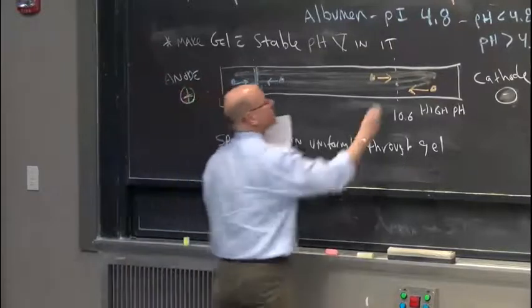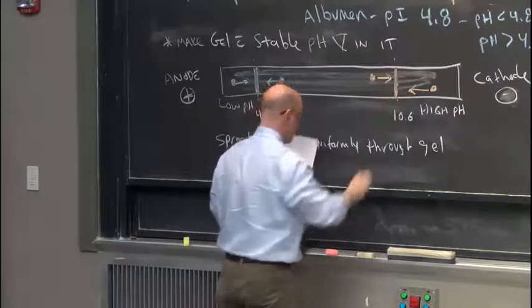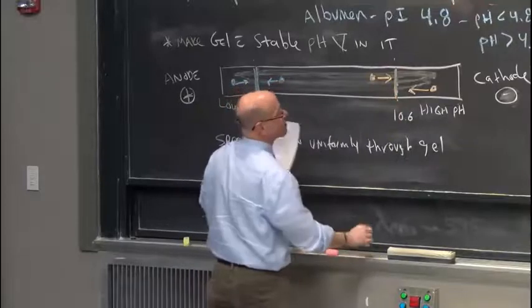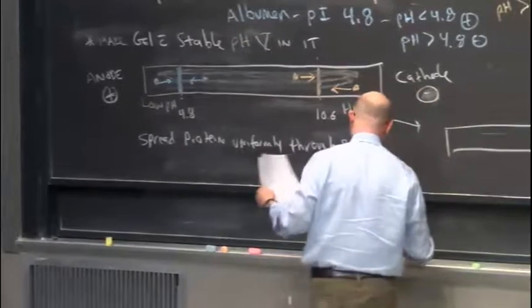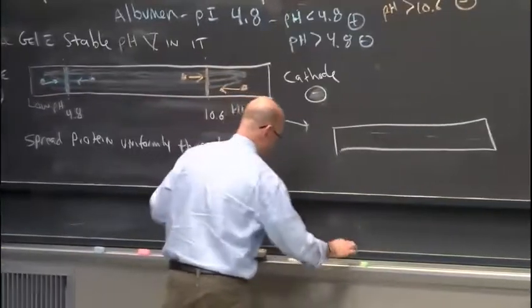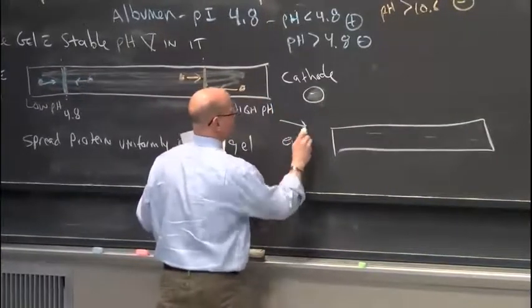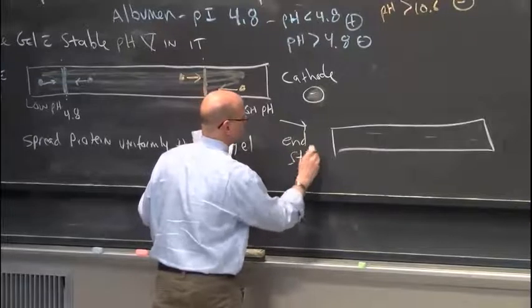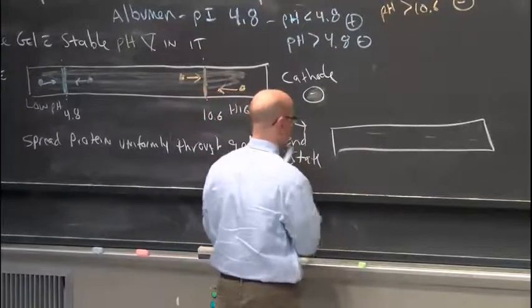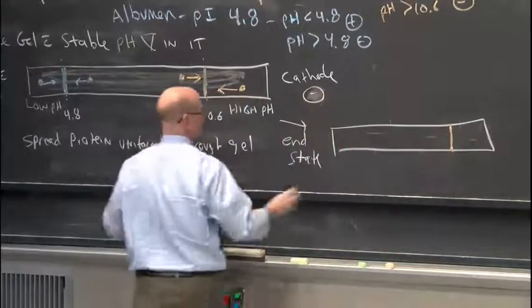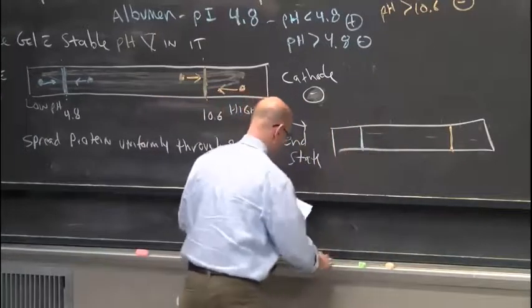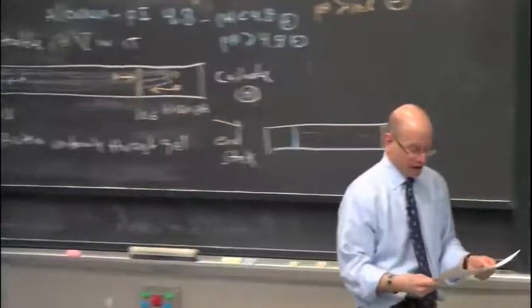So what happens over time is all the blue molecules start to accumulate right here. And all the orange molecules start to accumulate right here. And when I'm done running my gel, I end up with a gel that looks like this. End state. All the orange molecules are stacked up at one pI. All of the albumin molecules are stacked up at another one.